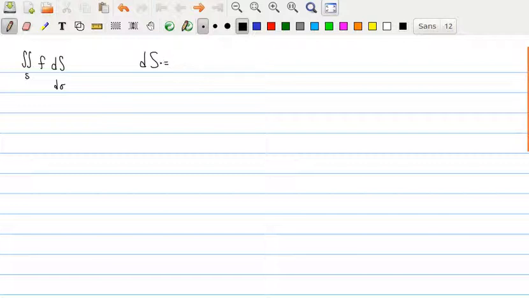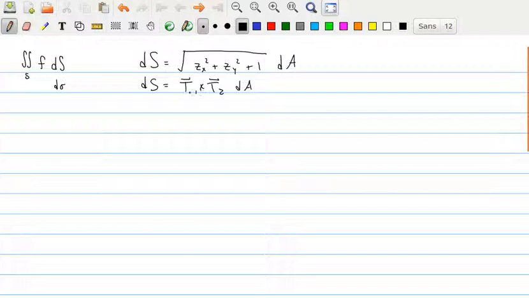The first is if your surface is given as z as a function of x and y, as we saw in the surface area video. This is given by the square root of the partials of z with respect to x and y squared plus 1 dA, and this dA is either dx dy or dy dx depending on the order of integration. Or if the surface was given parametrically, this was given as the magnitude of the two tangent vectors T1 cross T2 dA, where these two tangent vectors are the partial derivatives of our parameterization.